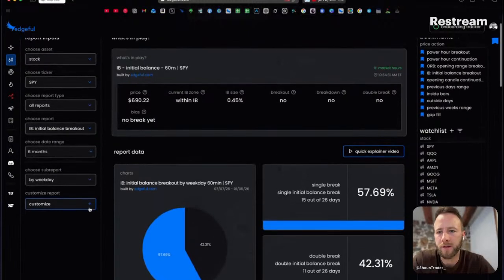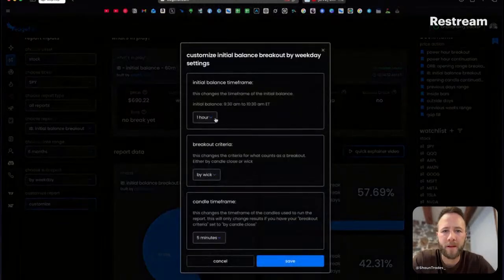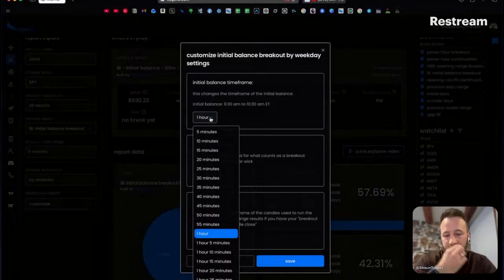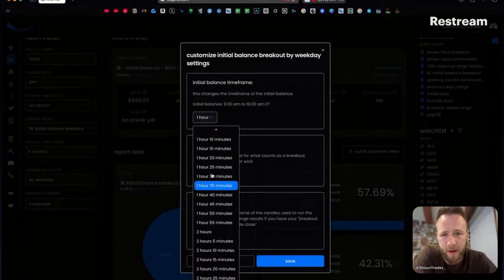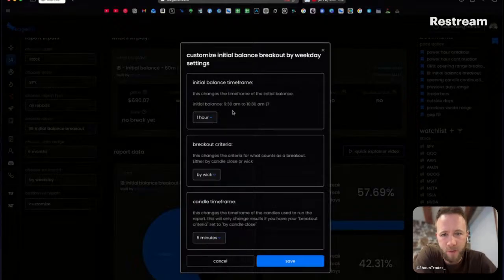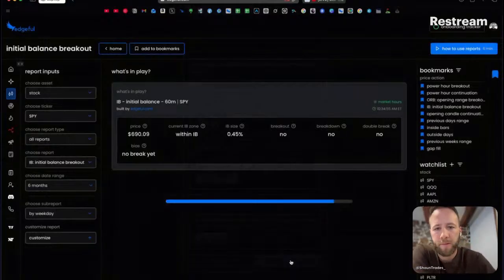Okay, yeah, so we're going to go to customize report. Now we can do it with different time limits as well. We can do down to 5 minutes, all the way up to 3 hours by the looks of it. But I'm going to go for the hour because it just makes more sense. It's what I've got set up on the chart. And this is what I was talking about by the wick or by the candle. So by the candle close, it will populate some different data for you. It will take its time.